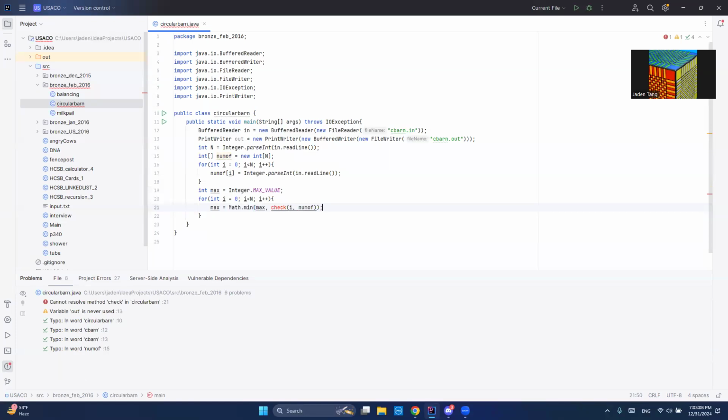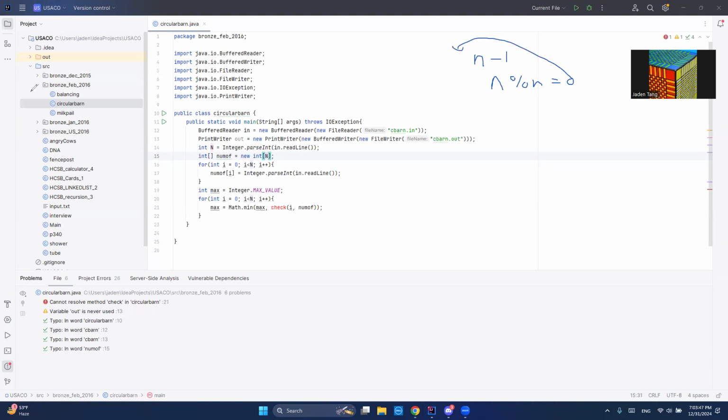To find how far the cows need to walk, we can create a method called check. In that method, we will take in a number, which is the room whose door we will open, and num of, which is just our array of how many cows go in each room. Now, there are two ways to simulate a circular room. One way is to keep doing modulus. So if we are on the n minus one room and we do plus plus, we will go to n, and modulus n returns us to zero, going back all the way to the front.